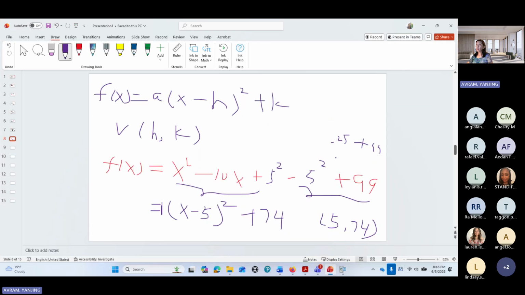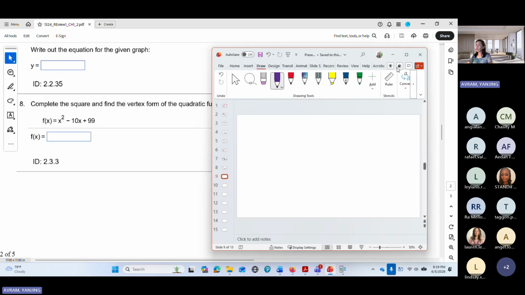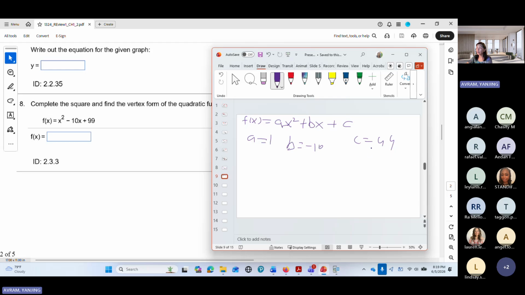Actually, you can use the formula method. So what is the formula method? If my f of x is in ax squared plus bx plus c form, this is the standard quadratic equation form. I compare this one: my a here will be 1, right? And my b here is what? My b here is negative 10. And my c here is 99. If you compare this formula to this equation, you have a, b, c.